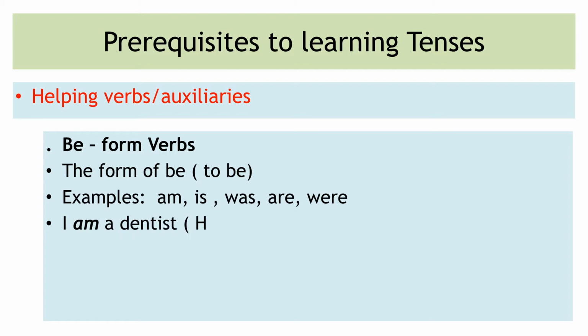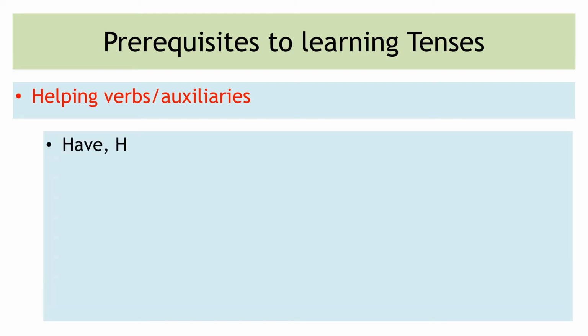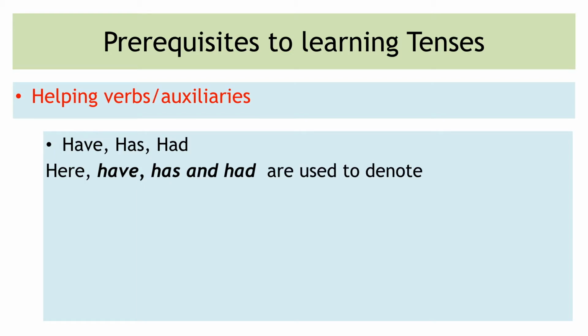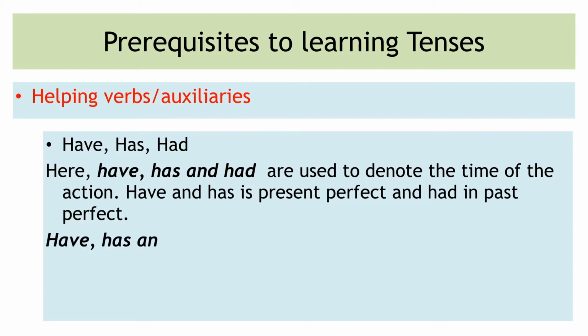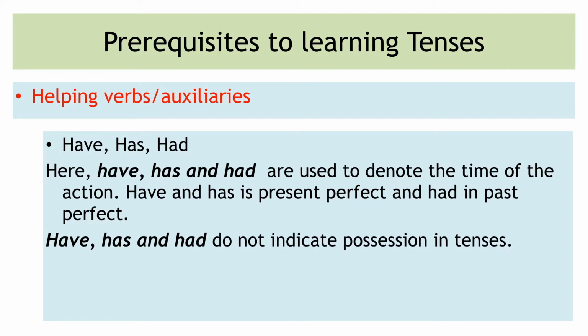I am a dentist. Here, am is a form of be or being. There are other helping verbs such as have, has, had, which are used to denote the time of action. While have and has are used in present perfect tense, had is used in past perfect tense. One should remember that have, has, and had do not indicate possession in tenses. In "I have an umbrella," have is not a helping verb.